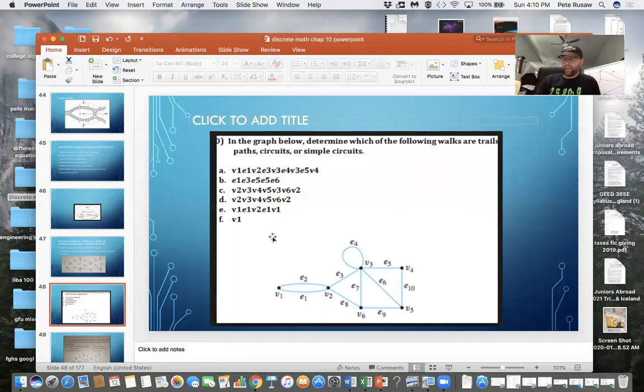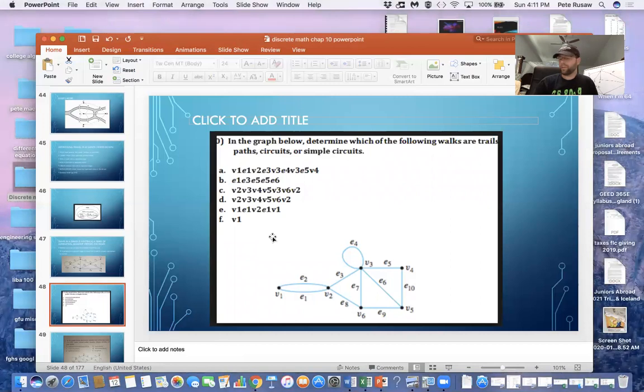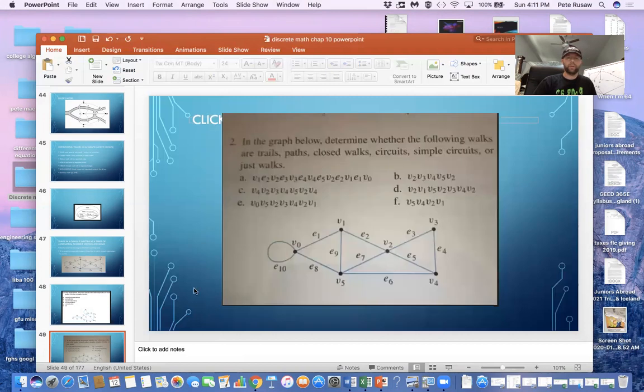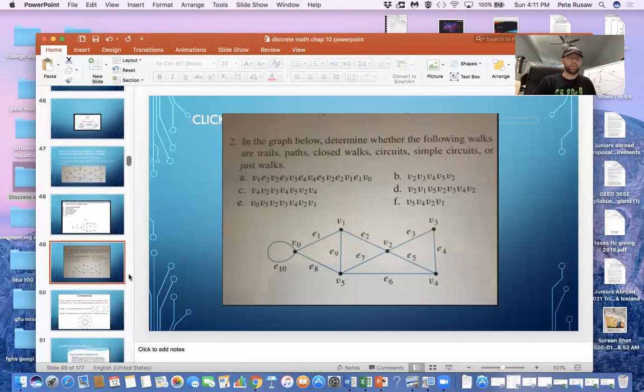A is a trail, B is a walk, C is a circuit, D is a simple circuit, E is a closed walk, and F is the trivial closed walk, which is just a vertex. So if you have any questions on that, we can talk about it in our Zoom meeting. But hopefully that worked out. There's some practice in the book that's very much like this. In fact, you'll see questions on the homework that are very similar. And all it really is, is tracing out what's being described and then going back to your definitions and seeing which one fits the best and most specific, of course.